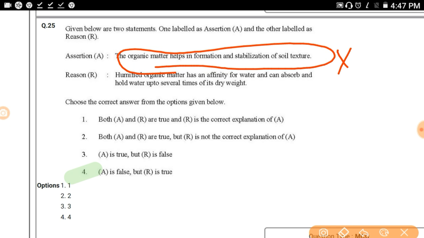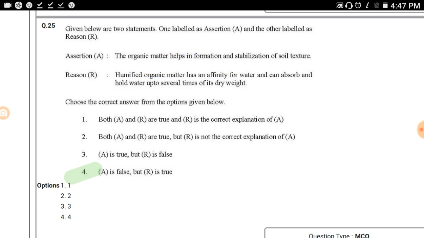Then the reason: humified organic matter has an affinity for water and can absorb and hold water up to several times its dry weight. Yes, this is true. Humified organic matter can hold more water. So our assertion is false and reason is true. So option 4 is correct.